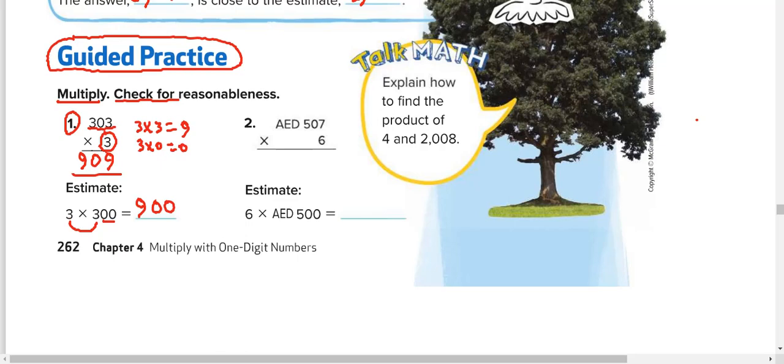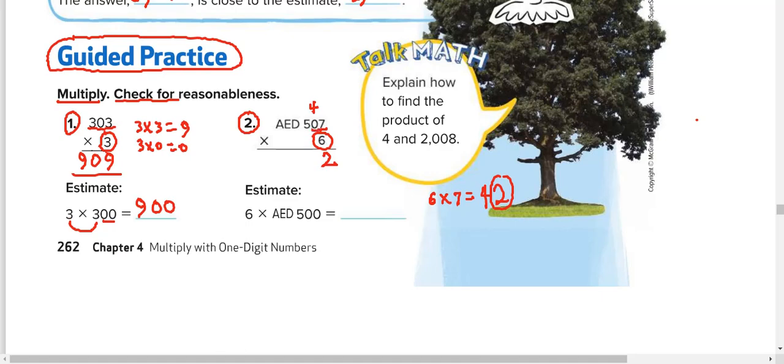Okay, next is number 2. Let's look at this final question. The same thing, use the number 6 to multiply 7 first, and 6 multiplies 7 according to your 6 times table is 42. You write the last digit, which is 2. The remaining 4 goes up.